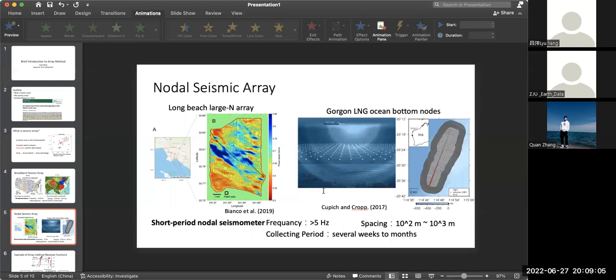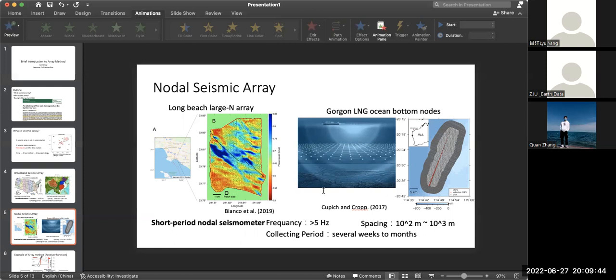In addition, nodal seismic arrays are becoming more popular these years. Well, the left figure shows the map of deployment of a nodal seismic array. In such a small region, you can see that maybe the latitude is 2 degrees and the longitude is 2 degrees. In such a small region, there are hundreds of seismometers, which means that the density of the stations is much larger than the broadband array.